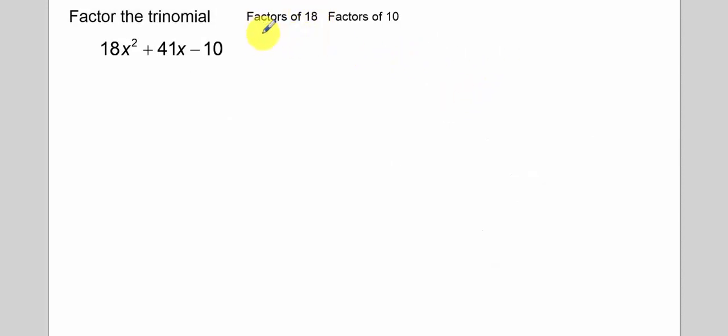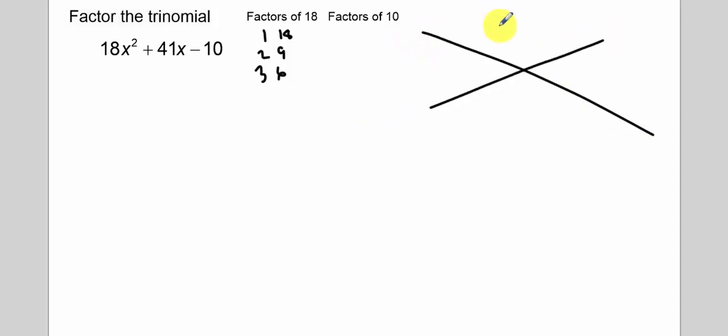18 is even worse because I have 1 and 18, 2 and 9, 3 and 6. So definitely going to go with the X method here. A and c, plus or minus b. It's negative 180 and 41. And again, I'm probably going to have to go to my calculator to try to figure that out.